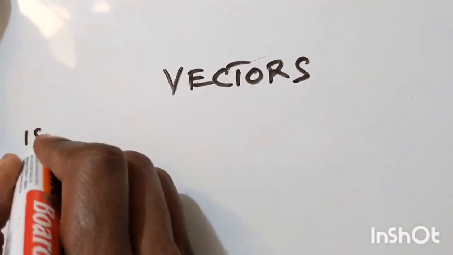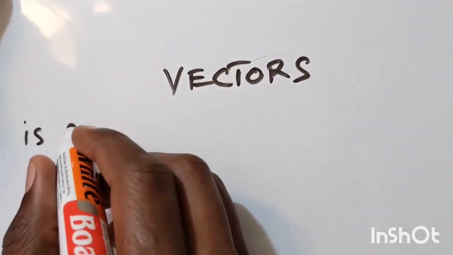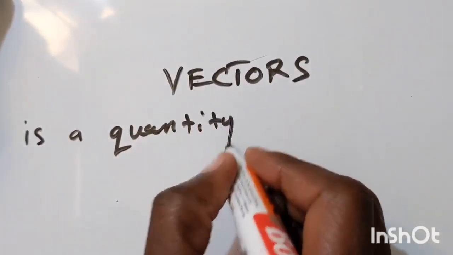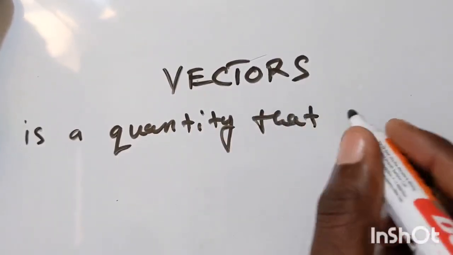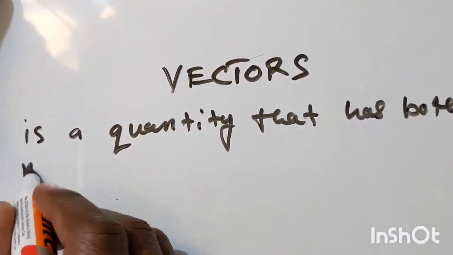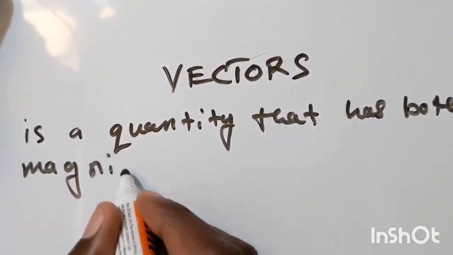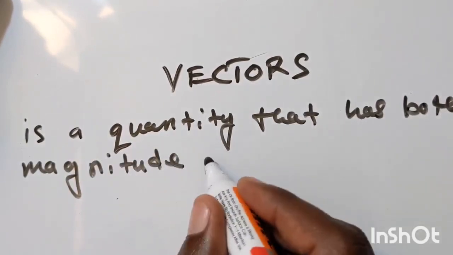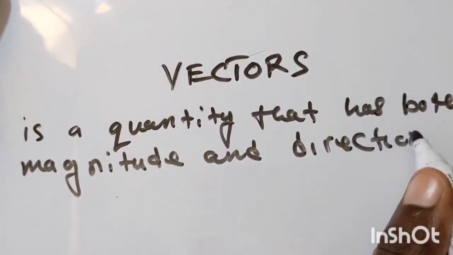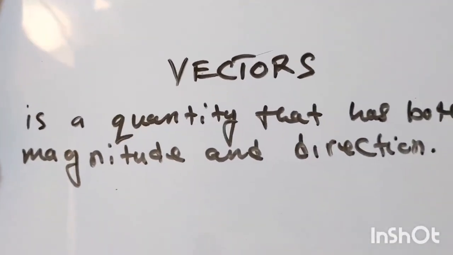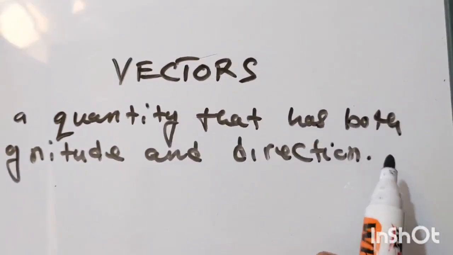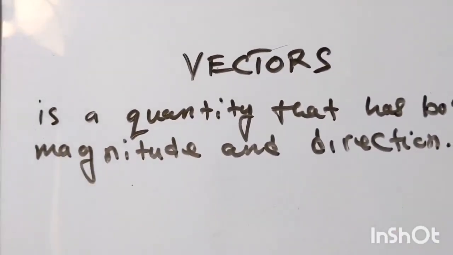A vector is a quantity that has both magnitude and direction. As simple as that. So that is what a vector is. A vector is a quantity that has both magnitude and direction.